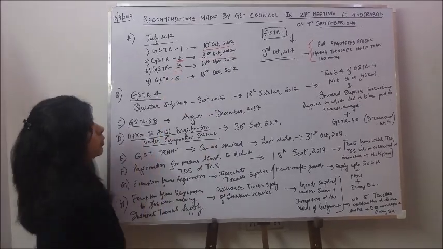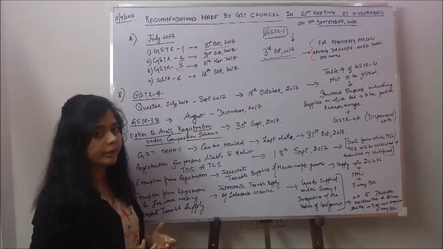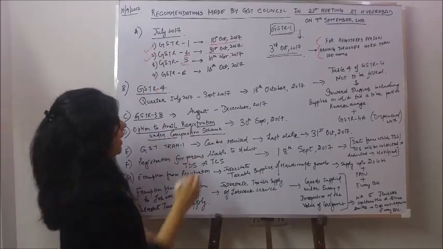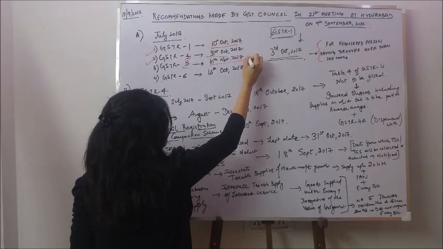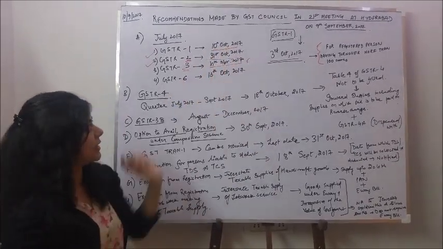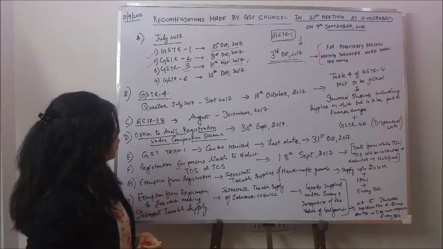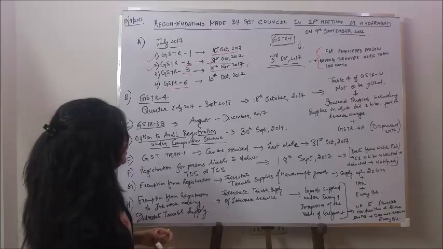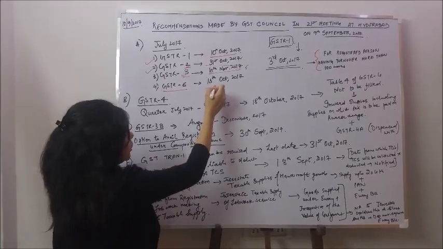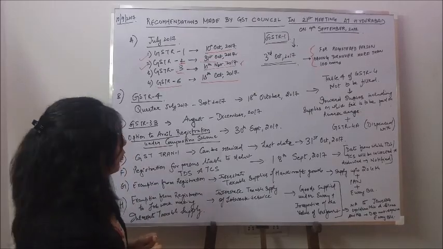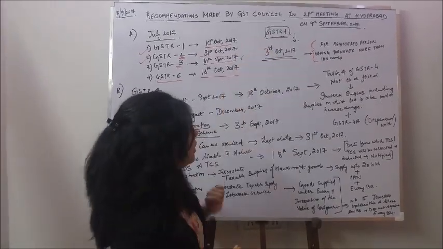GSTR 3, which is basically the auto-populated details of 1 and 2, has its due date extended to 10th November 2017. As we can see, the due dates have been extended a lot. GSTR 6, which is the ISD return, has its due date extended to 30th October 2017. There is one more piece of information regarding GSTR 1.